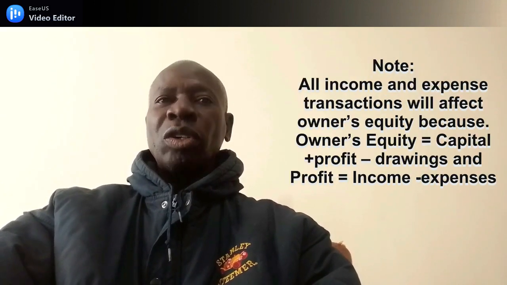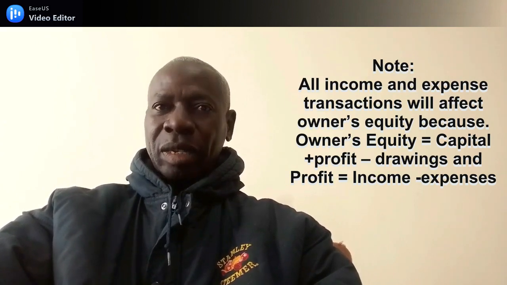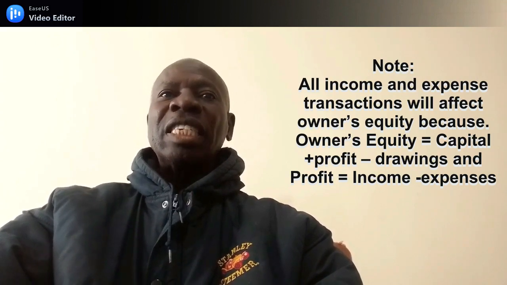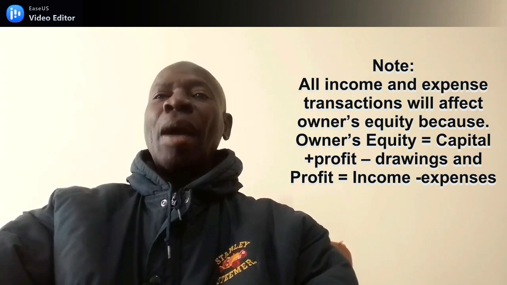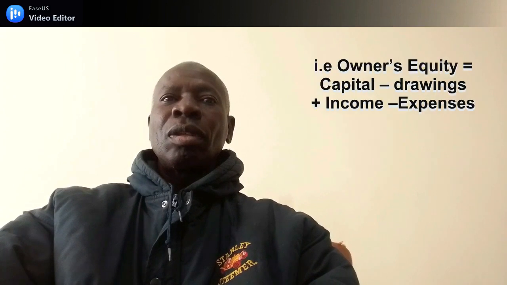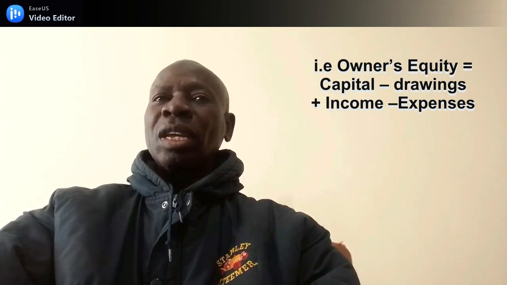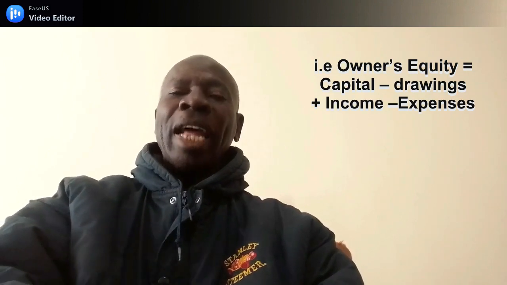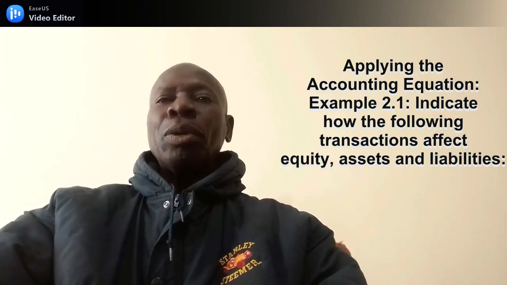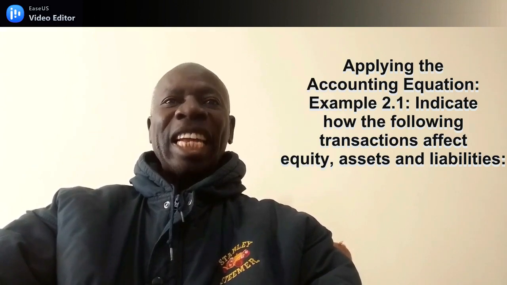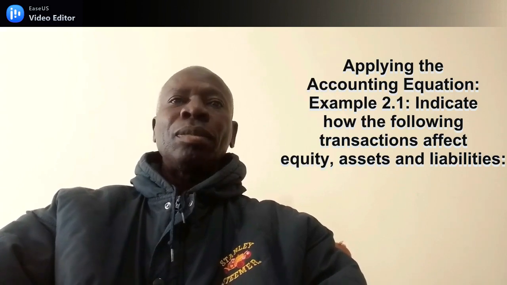It is also important to note that all income and expense transactions will affect owner's equity because owner's equity is capital plus profits minus drawings, and profit itself is income minus expenses. In other words, the owner's equity is equal to capital minus drawings plus income minus expenses. How do we apply the accounting equation? We have example 2.1, which says indicate how the following transactions affect equity, assets, and liabilities.